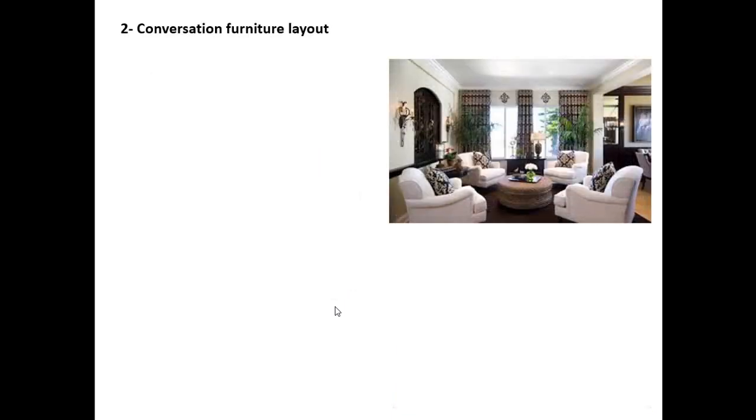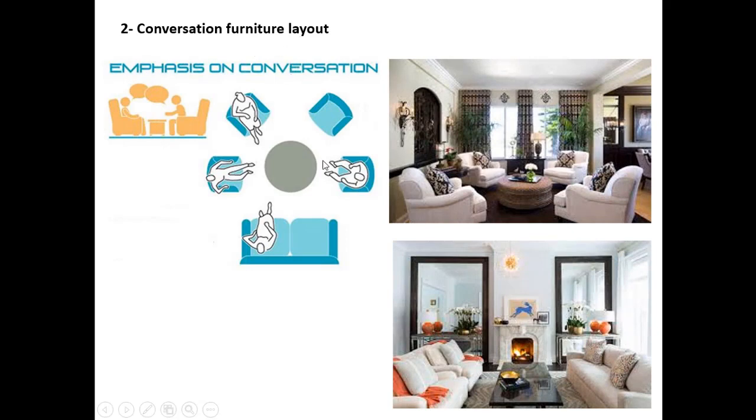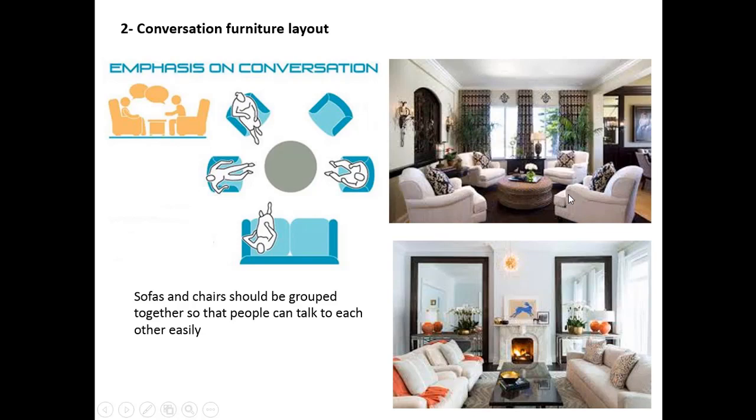So, conversation furniture layout. If we arrange our furniture like this, it means all users are looking at each other, so it helps to make a conversation between each other. Okay, social. So this we can name the conversation furniture layout. Like we see here, everyone is looking at each other. Sofa and chairs should be grouped together so that people can talk to each other easily. As we see, each one can speak with anyone.